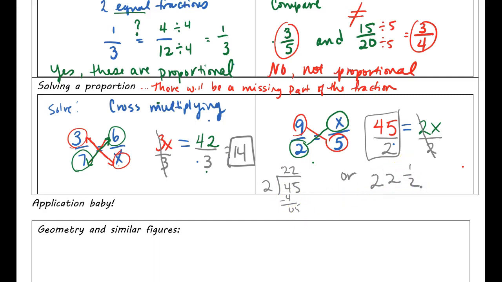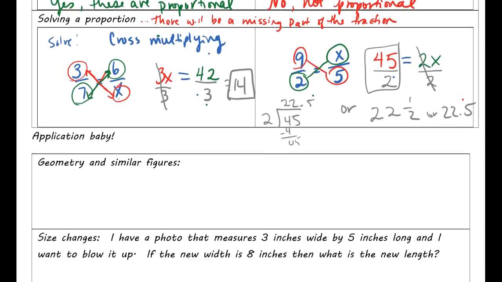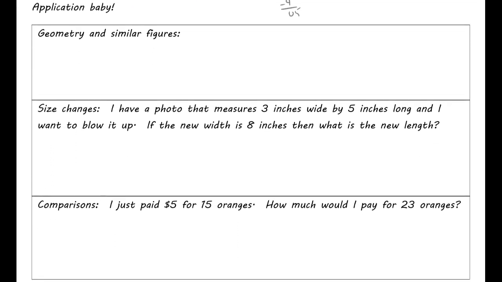So either way is fine if you want to do this, or as a decimal if you like decimals and want to call that 22.5. I mean, all of these are the same thing, and that's how you could write your final answer. All right, cool. So now all of this practice is just the how to do it so that you can see where we're going to get to do it. And this is going to work.